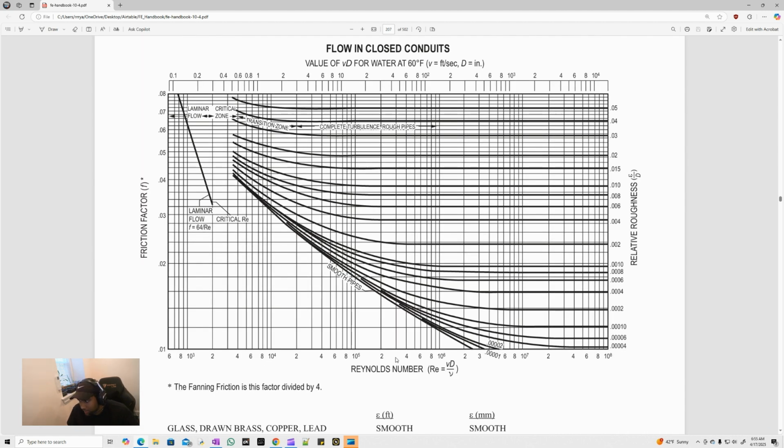You can see on the x-axis we have the Reynolds number. We have a relative roughness value. That's a dimensionless term. It's that roughness that we're given divided by the diameter. We go up, knowing the Reynolds number, to a certain relative roughness value and move over to the left to get that friction factor value. So that's our general plan for this problem.